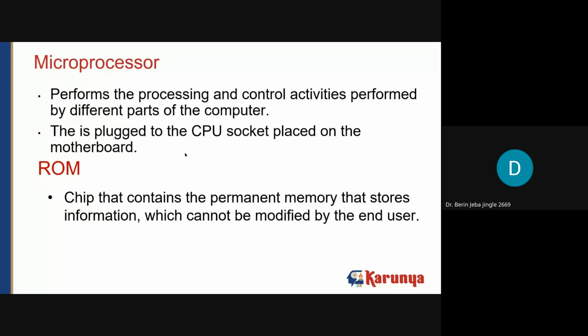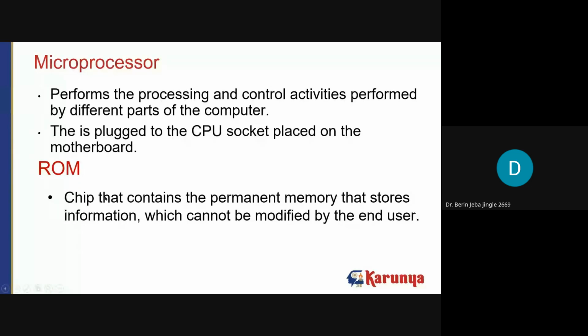Next one is the microprocessor. What is a microprocessor? It performs the processing and control activities. A processor has many minute activities, and each minute activity we call a microprocessor. It performs the processing and control activities performed by different parts of the computer. It is plugged into the CPU socket placed on the motherboard, which is integrated inside the motherboard.